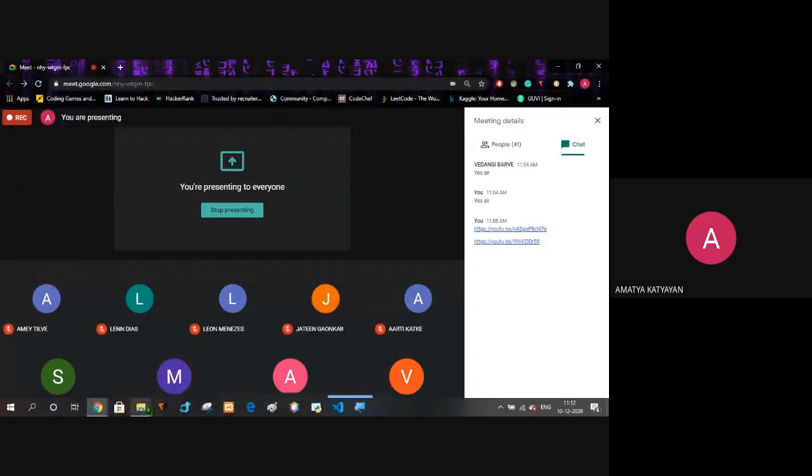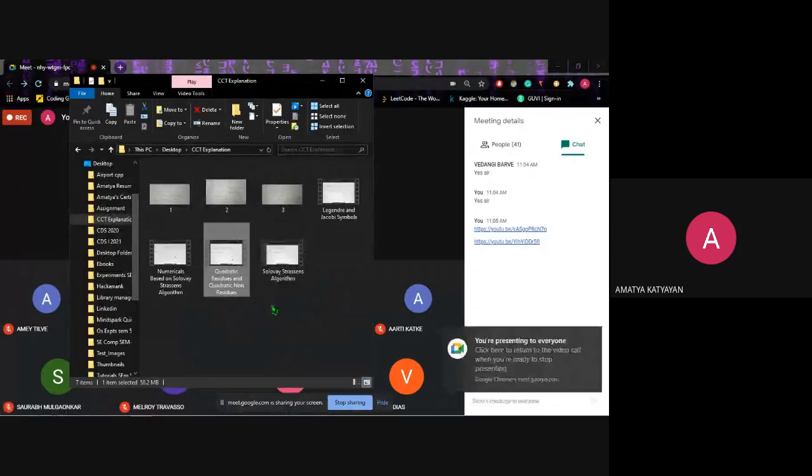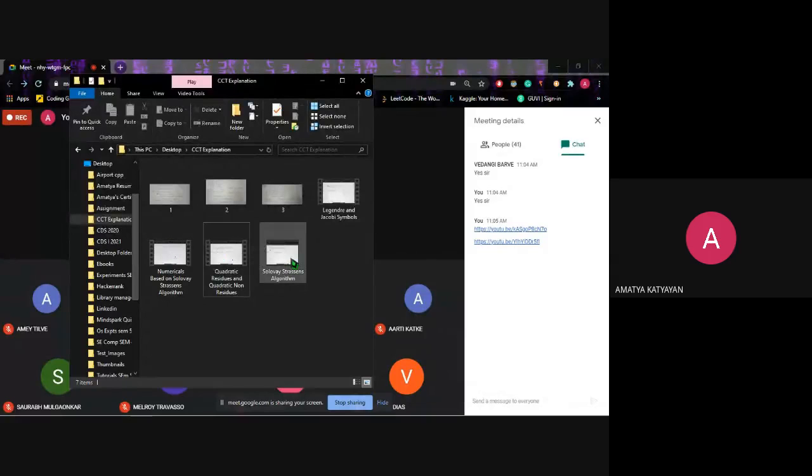Now I'll proceed with the video explanation. We'll basically be having two videos. One is on the algorithm and one is on the types of numericals that are asked in the exam. And here is the Solovay-Strassen algorithm.